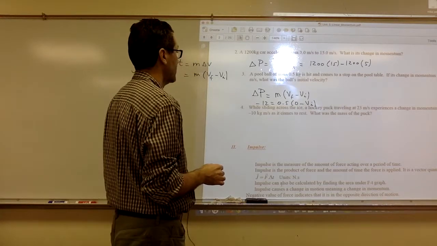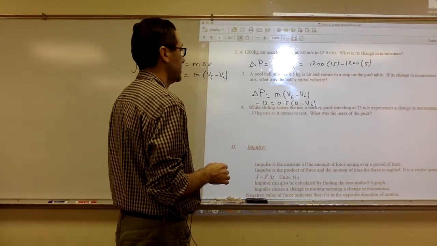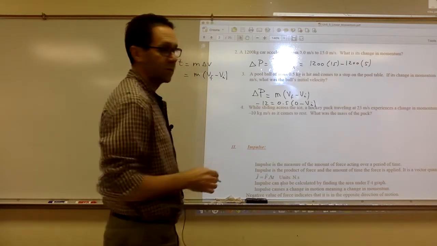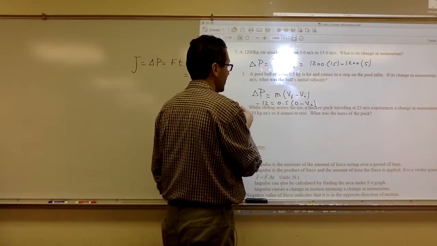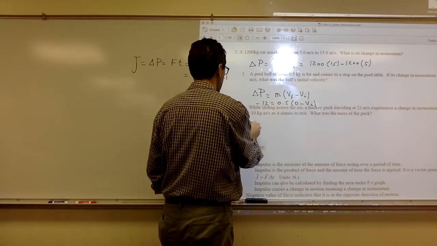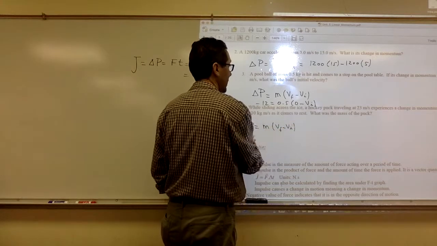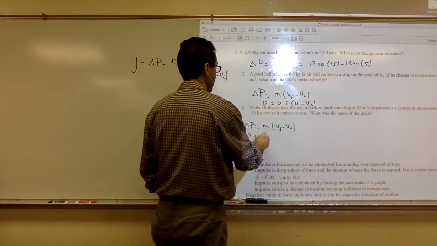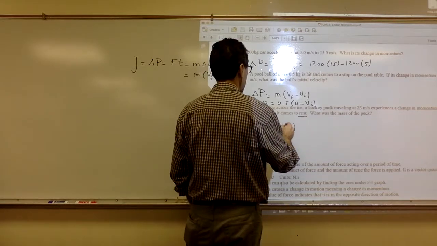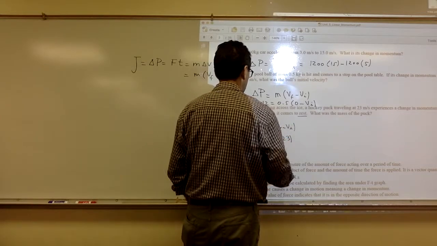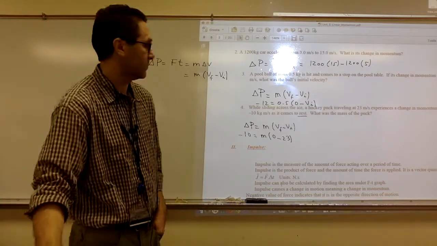Number 4: while sliding across the ice, a hockey puck traveling at 23 meters per second experiences a change in momentum of negative 10, which means it's slowing down because the change in momentum is negative. And it comes to rest. What was the mass of the puck? So delta P equals m delta V. You have this as negative 10, the mass is the unknown, it comes to rest, so 0 minus the initial velocity, which is 23. The answer is 0.43 kilograms.